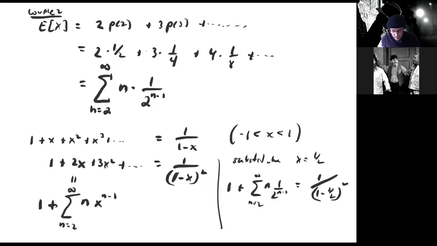So that's given by 4 on the right side. So we see that 1 plus the thing we want is 4. So this thing that we want is given by 3. So the expected value is 3.